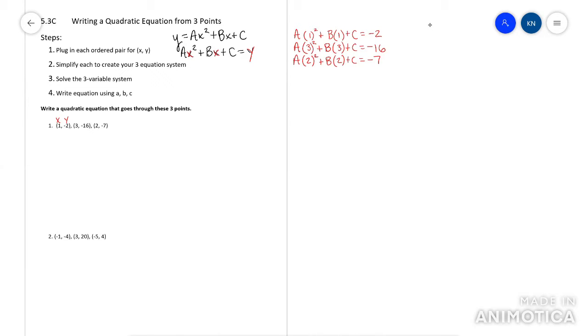And now you're going to want to simplify it. So when I say simplify it, like you have 3 squared, for example, times a, this is going to turn into 9a. So I'm going to simplify this and get 1a plus 1b plus 1c equals -2. 3 squared was 9, so that's how I was getting that 9a plus 3b plus c equals -16. And then 2 squared is 4, so this part becomes 4a plus 2b plus c equals -7.